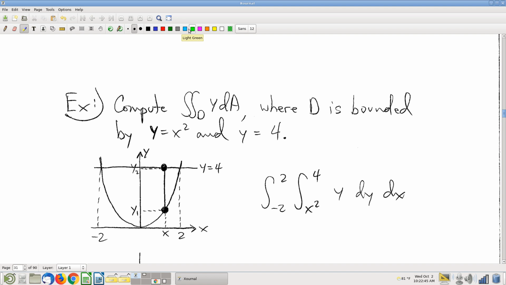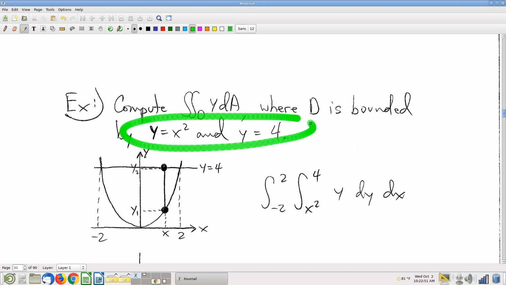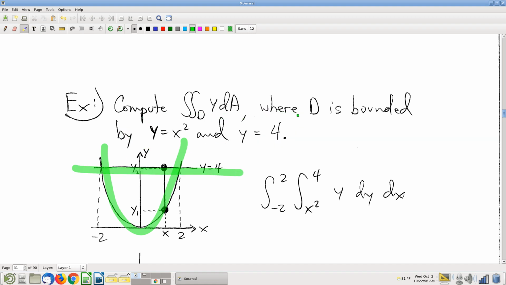Well, let's say it this way. So we're computing this double integral, and the region that we're interested in is bounded by these two curves, y equals x squared and y equals 4. So remember, this word bounded by means find the region that is actually bounded, for one thing, and whose boundary is made up of those curves. So there you go. That's the question. Make sure to interpret appropriately. Don't think that it's this region over here or something like that. That doesn't make any sense.